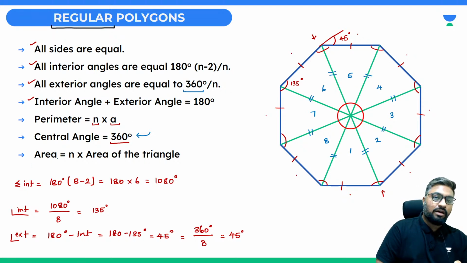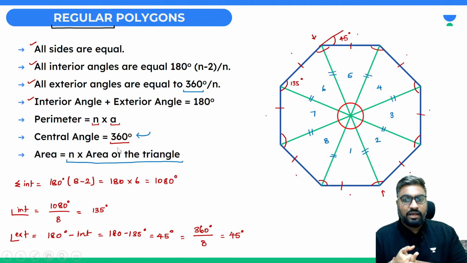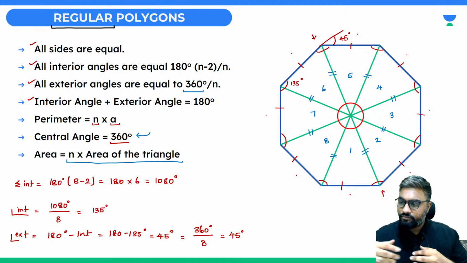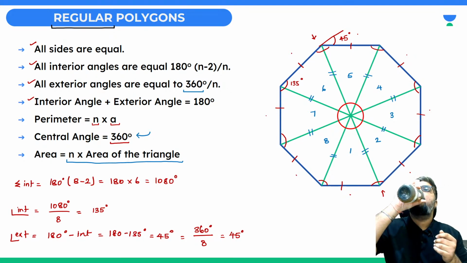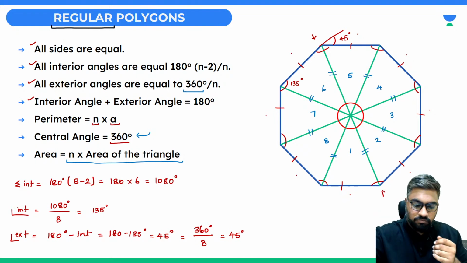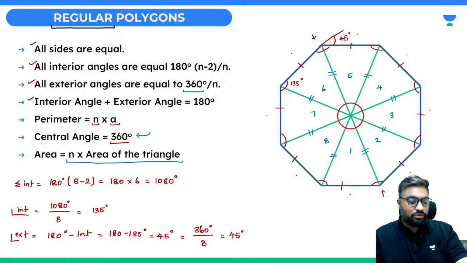Understood? So the general formula for area will be N into the area of the triangle. Cool? If you have any doubts, guys, please let me know. Once you're cool, say so, so that we can move on to the next concept, irregular polygons. Guys, yes, no?